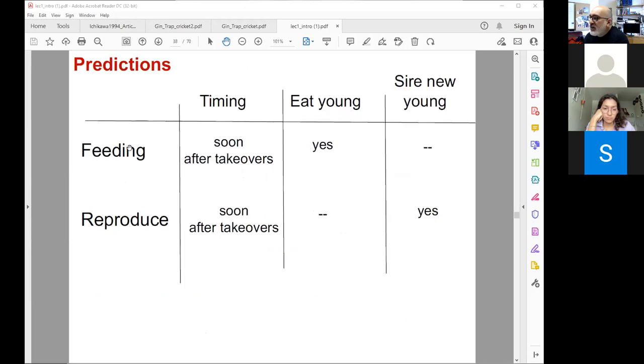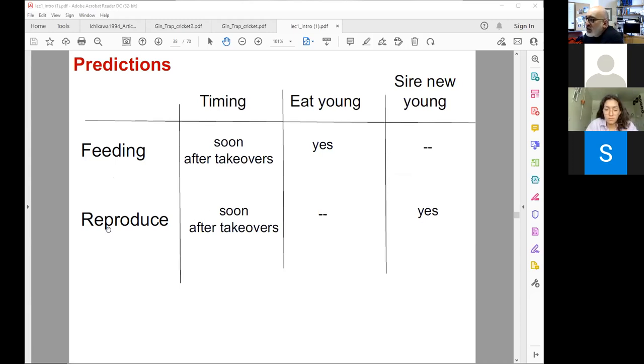So if we were to look then just at the remaining hypotheses and their predictions, we have a few different components that we can examine. One is the timing of infanticide. When does infanticide happen? Do the males feed on the young, and do the males sire new young after they've eaten those cubs? And so if the reason behind the infanticide behavior is that the males are hungry and they're eating the cubs, then we would expect them, yes, to eat the cubs, and that this kind of behavior would happen soon after the takeover of the pride.